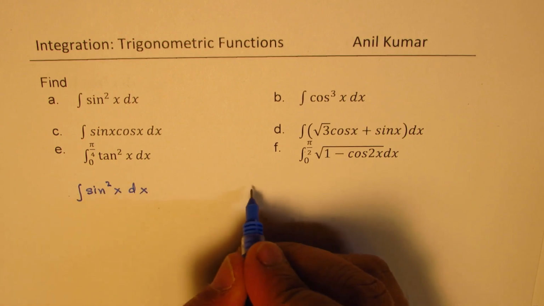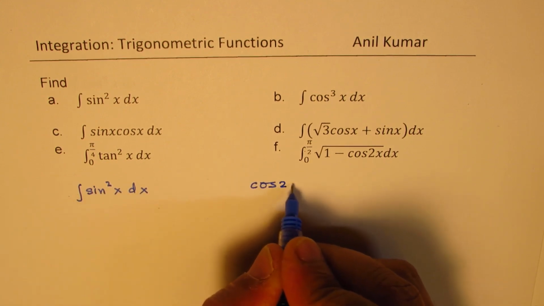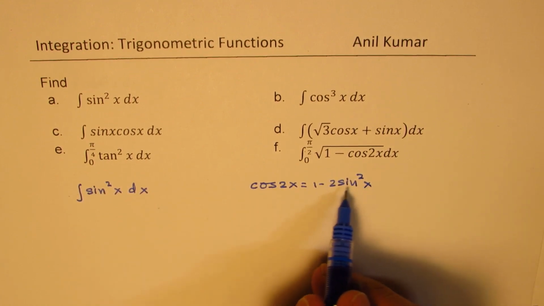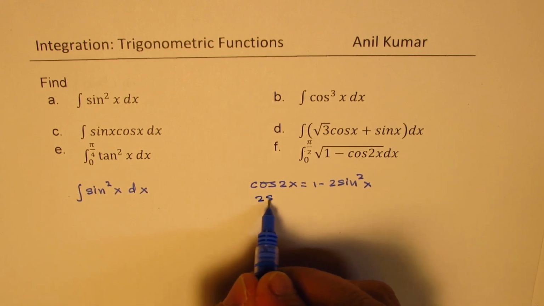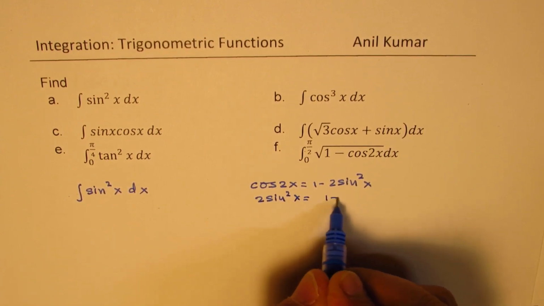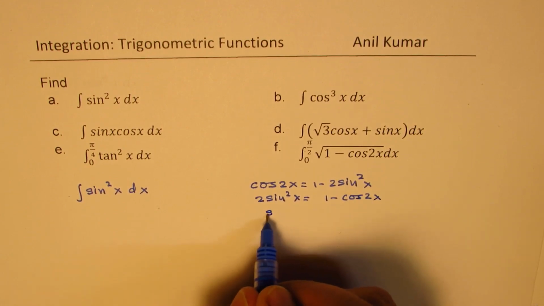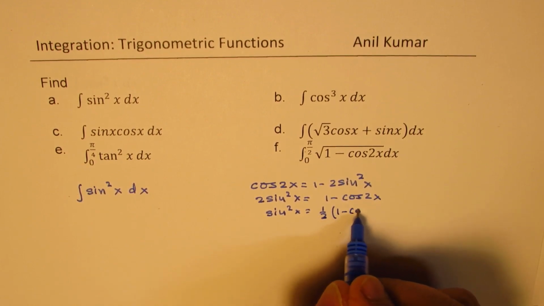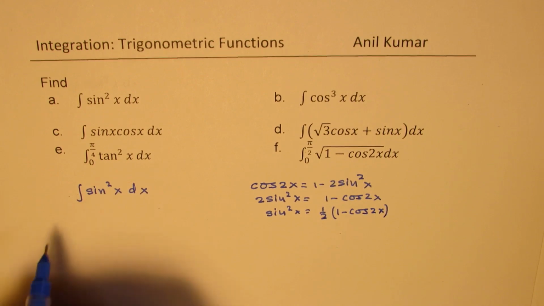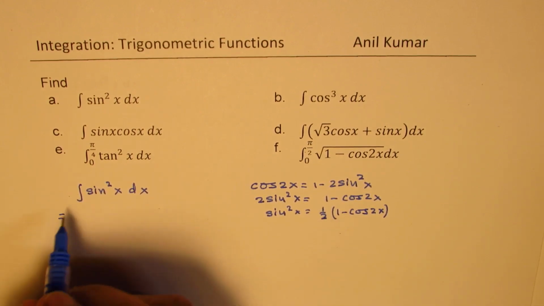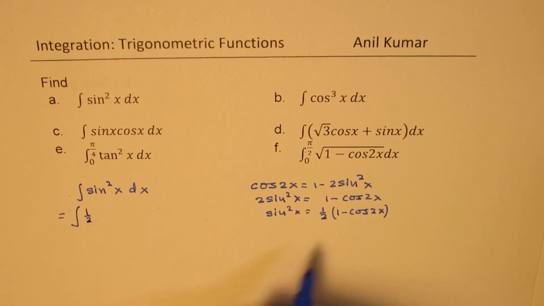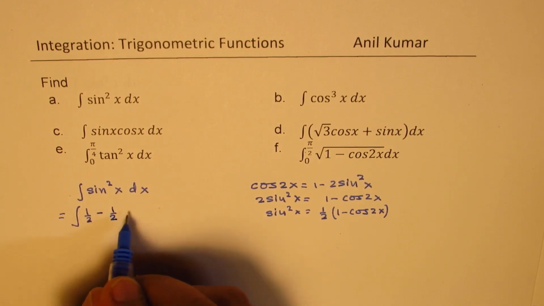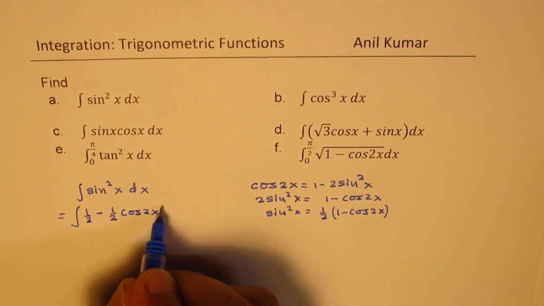So the formula was, let's rewrite. We need to remember this, right? Cos 2x is 1 minus 2 sine square x. And you can isolate sine square x from here, writing this as 2 sine square x equals 1 minus cos 2x. And therefore, sine square x will be equal to half of 1 minus cos 2x, correct? So replacing sine square x with half of this, what we get here is half of, then we can just multiply half with cos 2x also, we get half of cos 2x, correct, dx.